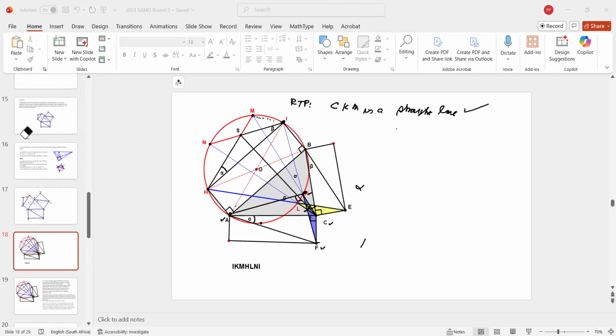Now we need to show CKM is a straight line. We also need to show that CLN is a straight line. So now we're going to show that CLN is a straight line.